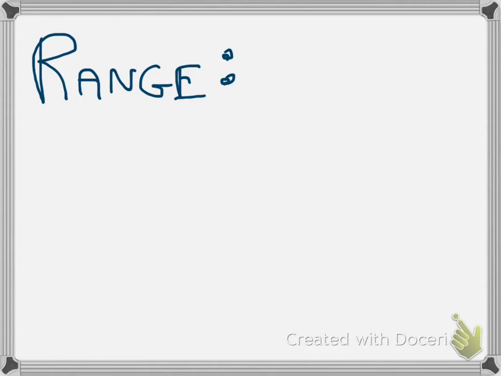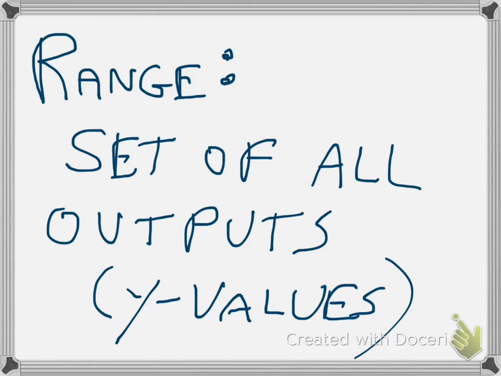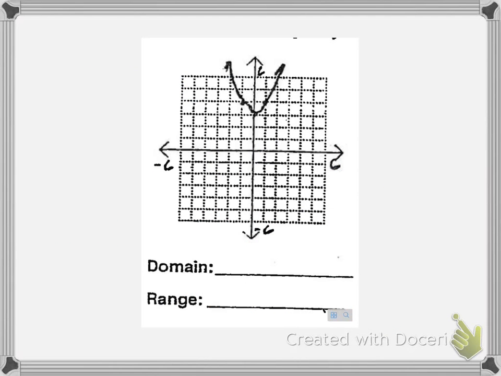This video is going to talk about how to find the range of a relation. As you recall, range is the set of all outputs, or y values. Range is read from the bottom of the graph to the top of the graph. Looking at my y-axis, I notice that the bottom of the graph is at y equals positive 3.